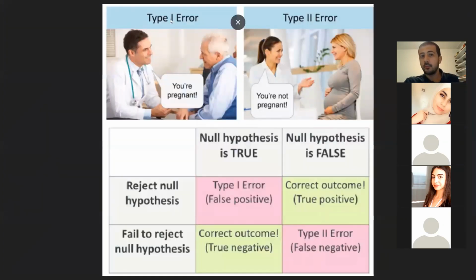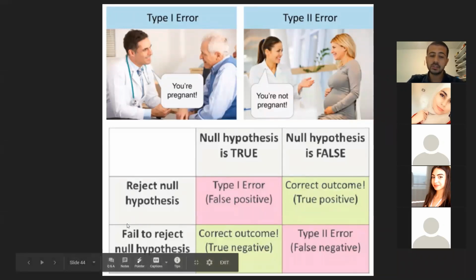Okay. What is the type 1 error and type 2 error? Now, we have the null hypothesis, and we agreed that we have the truth. Null hypothesis is true or false, I don't know. And I have my options or my decision: rejecting the null hypothesis or failing to reject the null hypothesis.